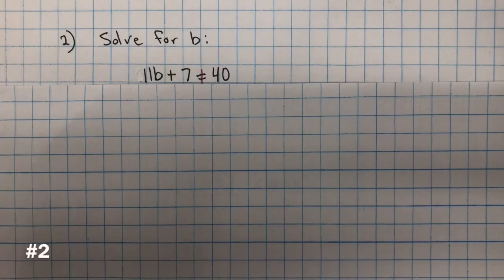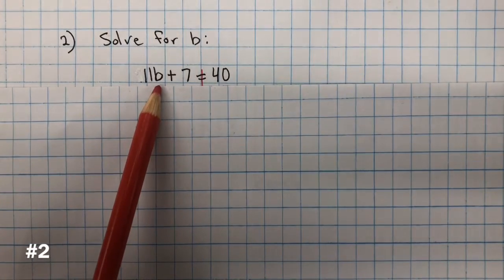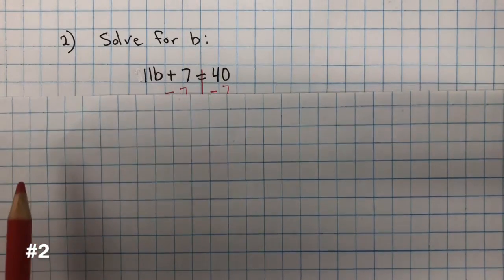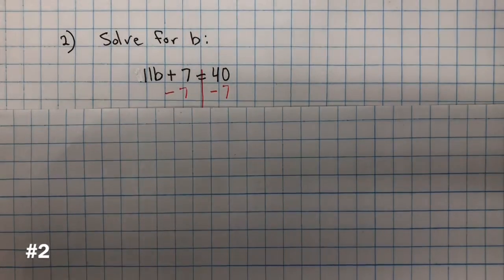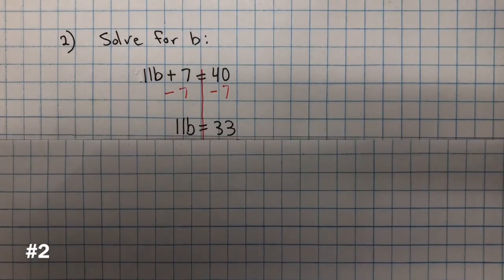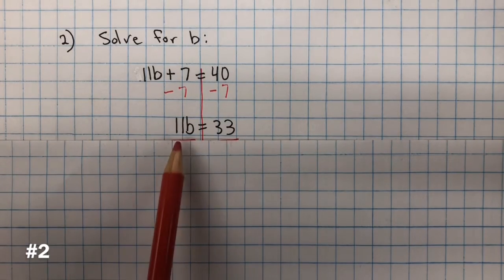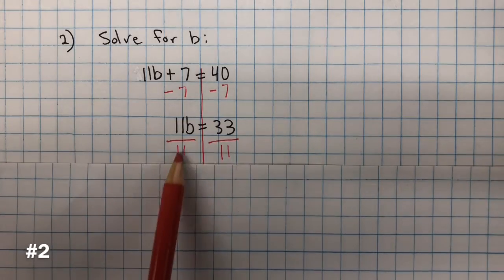For problem 2, we need to solve for b. So we need to isolate the variable b. So inverse property addition is subtraction. So we subtract 7 from both sides, created a 0 pair. Now we have 11b equals 33. Inverse property of multiplication is division. Divide both sides by 11, created the big 1.